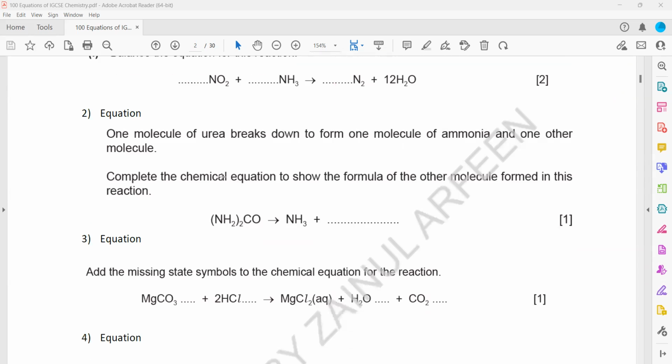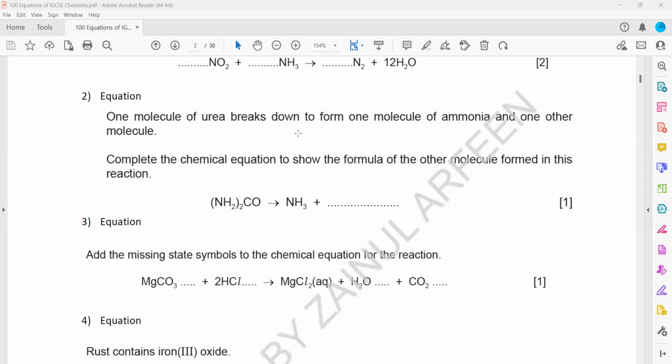In equation 2, one molecule of urea breaks down to form one molecule of ammonia and another molecule. Complete the chemical equation to show the formation of the other molecule formed. And we just have to complete a chemical equation. So look, how many nitrogen are there in this equation? There are 2 nitrogen. How many hydrogens are there? There are 4 hydrogen. And how many carbon? 1 carbon and 1 oxygen.